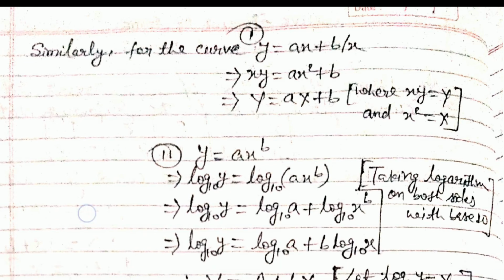Similarly, we multiply here by x throughout, and then we get capital Y is equal to a capital X plus b. Here we substitute capital Y for xy and capital X for x square. Then we get the equation in simple format. That's the equation of a straight line.